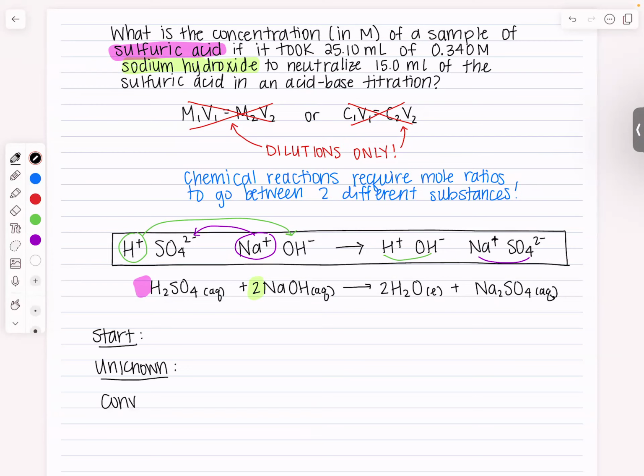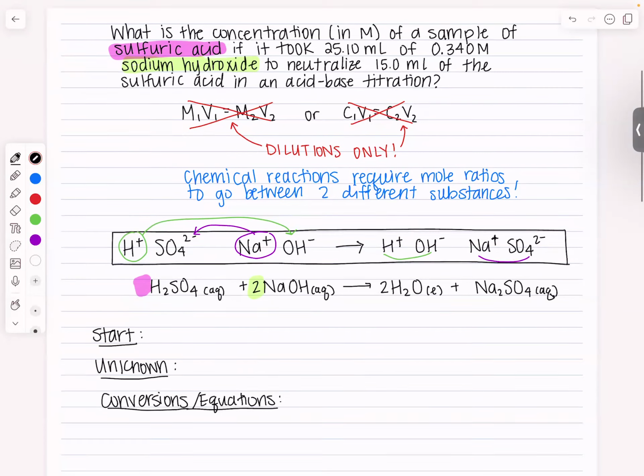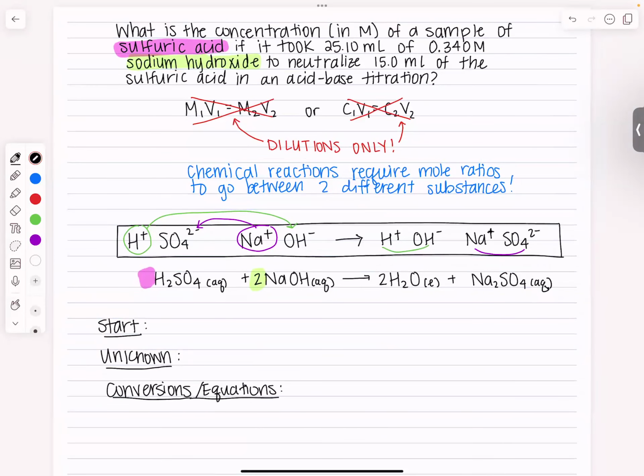And what are some conversions that I can use? Sometimes I can write equations here to help me out. So what am I trying to find? I'm trying to find the concentration. So I actually have two unknowns. I have moles, specifically of sulfuric acid. Oh, sorry. I have molarity. I'm trying to find the molarity of sulfuric acid.